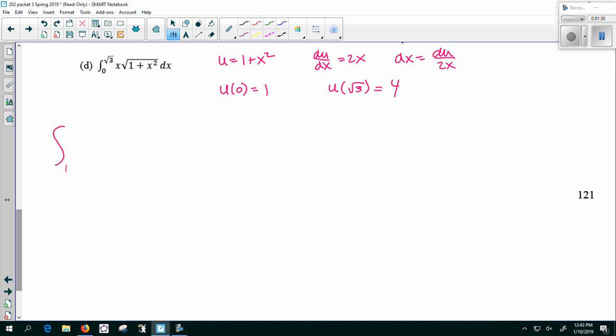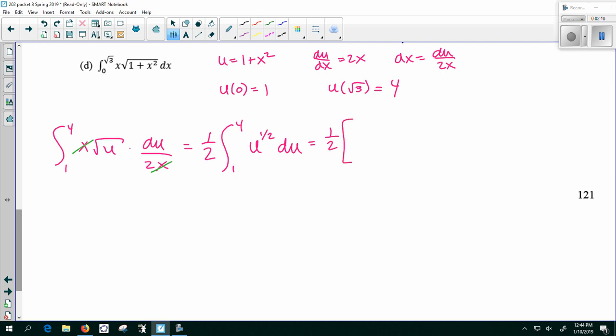So this becomes the integral from 1 to 4 of x times the square root of u times dx, which is du over 2x. So that's nice because then my x's cancel, and choosing u substitution was a good choice here. I'm going to take the 1/2 out of the integral, and this is the integral from 1 to 4 of u to the 1/2 du. I rewrote square root u as u to the 1/2, it's easier to use the power rule. So this is 1/2 times the antiderivative of u to the 1/2, which is 2/3 u to the 3/2, and evaluate that from 1 to 4.